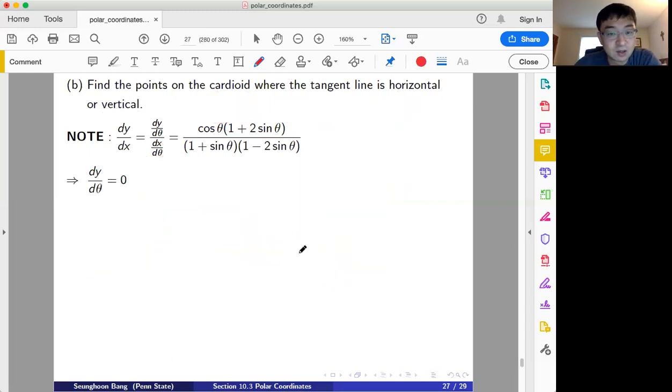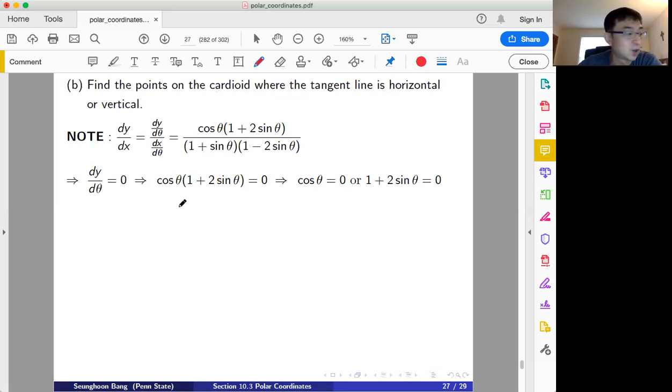We use these kinds of things. The first one, the horizontal tangent line: dy over d theta equals 0. Which one equals 0? Exactly, the top one equals 0. Only the first one: cosine theta equals 0, or 1 plus 2 sine theta equals 0. So cosine theta equals 0. Here, subtract 1 and divide by 2, we have sine theta equals minus 1/2. What is angle theta?